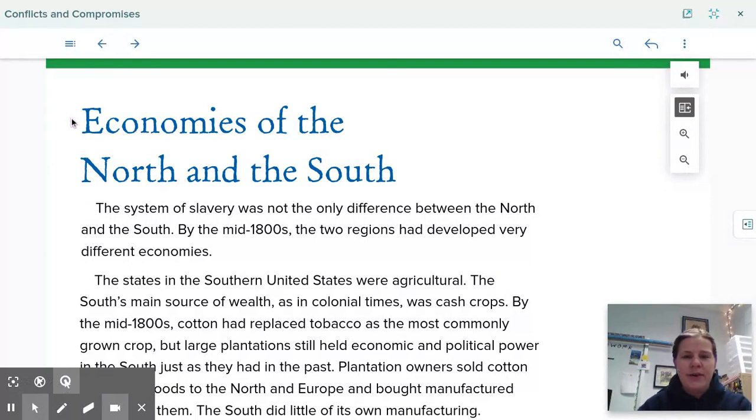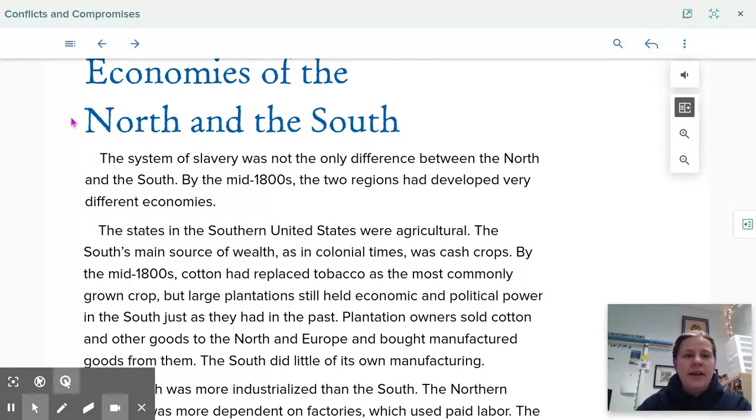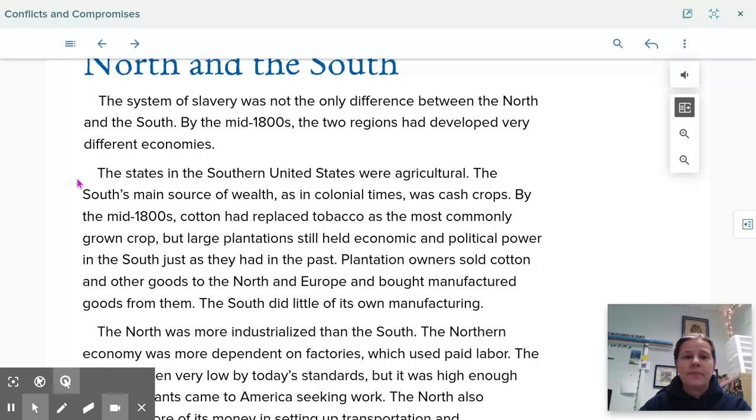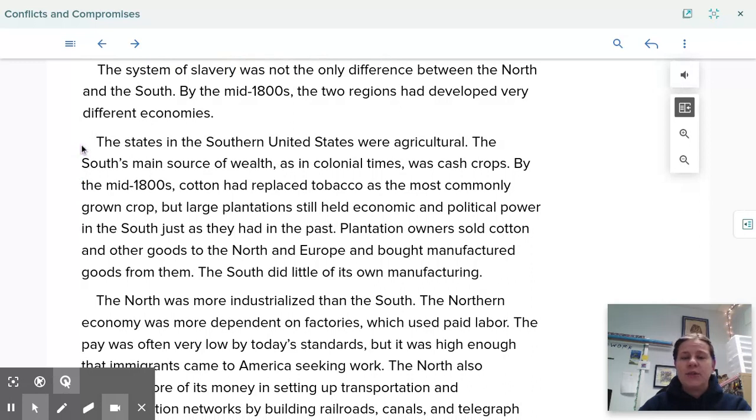Economies of the North and the South. The system of slavery was not the only difference between the North and the South. By the mid-1800s, the two regions had developed very different economies. The states in the southern United States were agricultural. The South's main source of wealth, as in colonial times, was cash crops. By the mid-1800s, cotton had replaced tobacco as the most commonly grown crop, but large plantations still held economic and political power in the South, just as they had in the past.